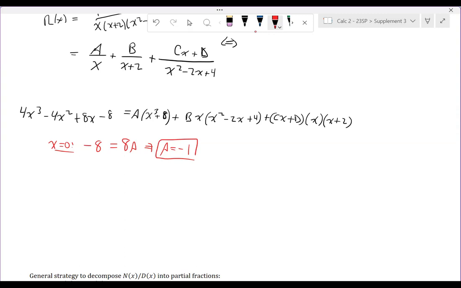I could also plug in x equals -2, eliminating the first and the last terms on the right-hand side and just keeping the b term.